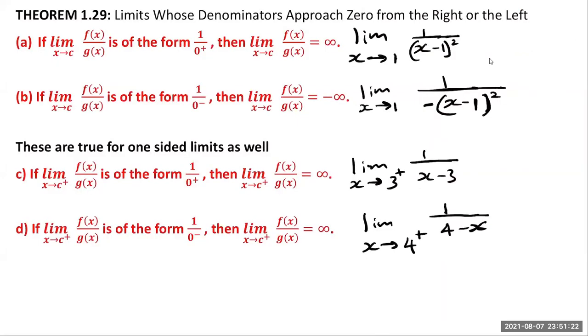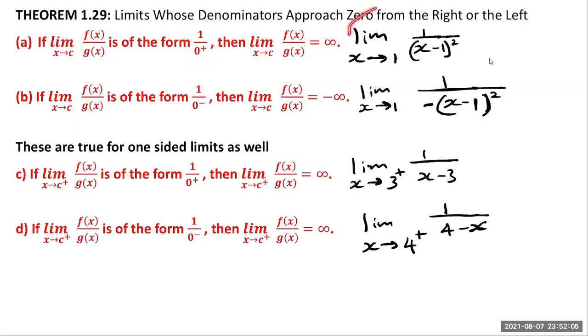All right, then we have theorem 1.29, limits whose denominators approach 0 from the right or the left. Here is the first part. Here is what the first part tells you. If the limit as x approaches c of f of x over g of x is of the form 1 over 0 plus, then the limit as x approaches c of f of x over g of x is infinity. When you try to calculate this limit as x approaches c, if you get this form, that means the limit is infinity. That's what it tells you.